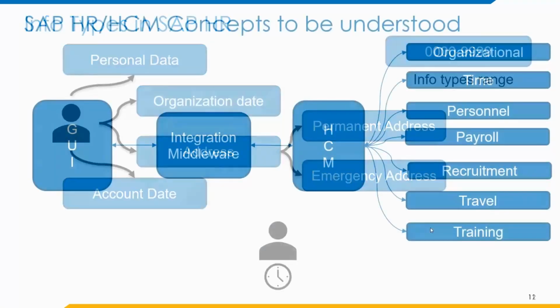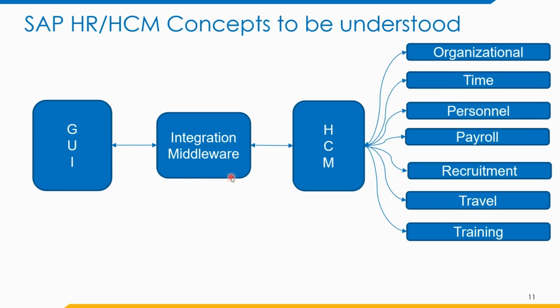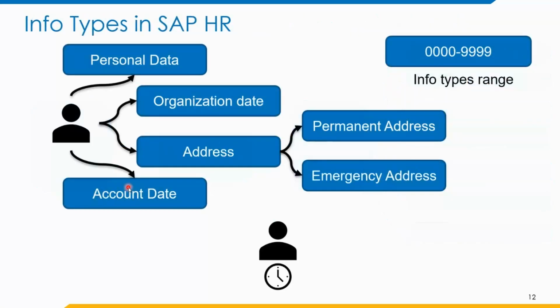As we have discussed in the previous slide, the SAP HR system provides a GUI. Based on the info types, the data is stored in a single screen. There are multiple info types such as personal data, organizational data, address, and account data. This is used to store employee information under a single screen from the GUI of the HR system.